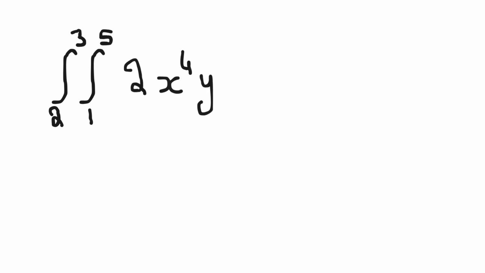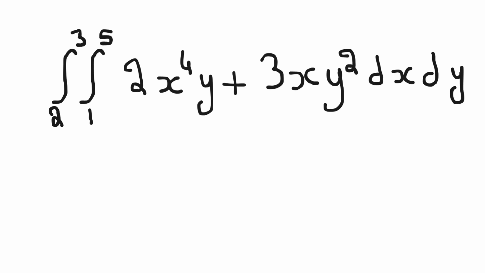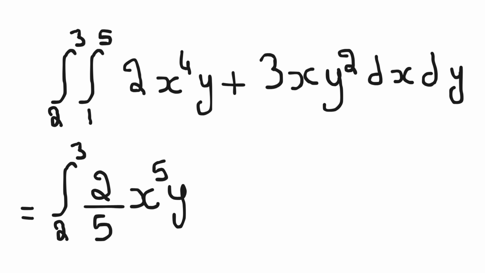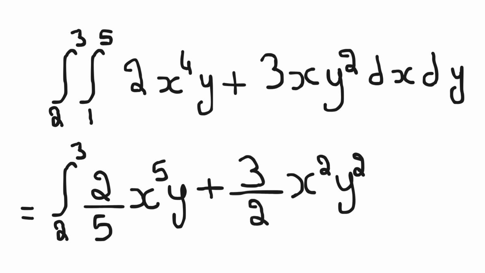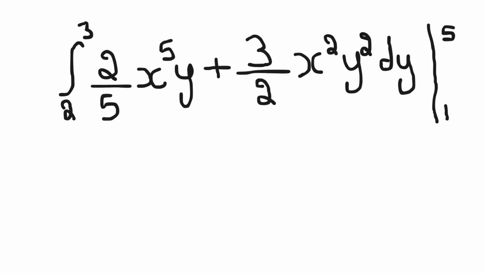Let's take another example. Double integral from 2 to 3 and from 1 to 5 of 2x power 4 times y plus 3xy squared dx dy equals integral from 2 to 3 of 2 over 5 times x power 5 y plus 3 over 2 times x squared dy from 1 to 5. Now let's replace it by the boundaries.